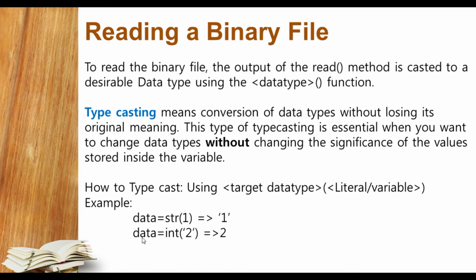Next, we are typecasting the string 2 into a number. How is it possible? Data equals int, that is the target data type, and this is the literal or variable, and then it will return a 2. So what is the syntax for that? The target data type, in which we are going to convert it, and then within round brackets whatever the literal or variable should be, and then the round bracket closes.